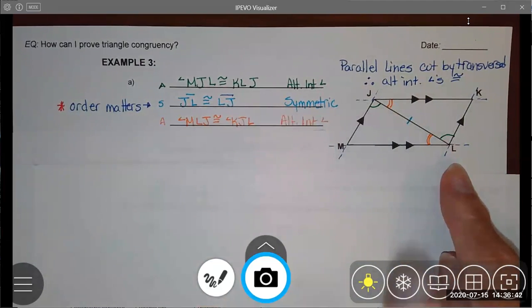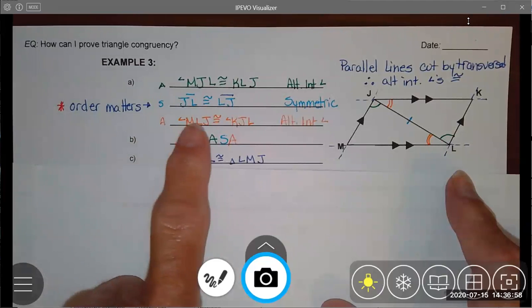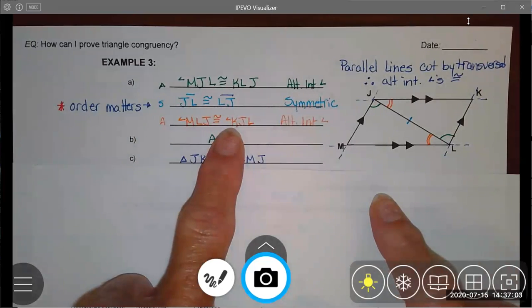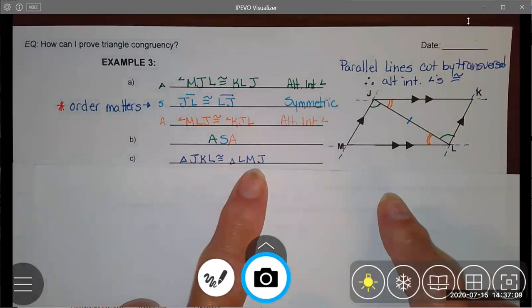And then lastly, again, by alternate interior angles, I know that MLJ is congruent to angle KJL. This gives me the angle side angle postulate congruency, and I can name my congruent triangles. A lot of times if you have an angle congruency somewhere that you have proven, you can use that exact same angle congruency for your triangle congruent statement. I could have used either one of those or this one.